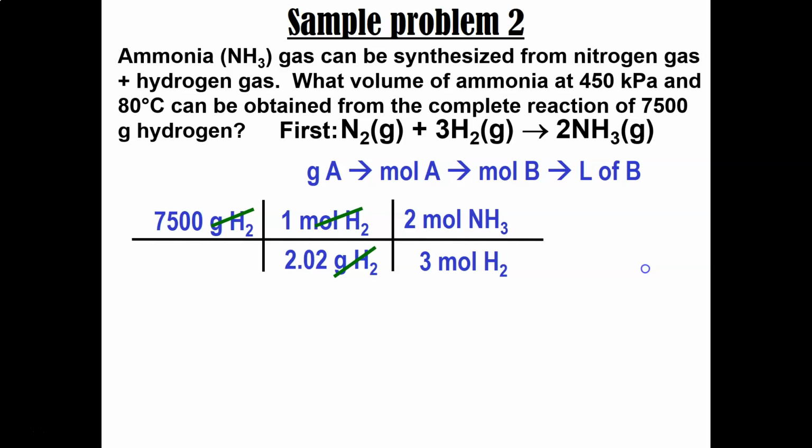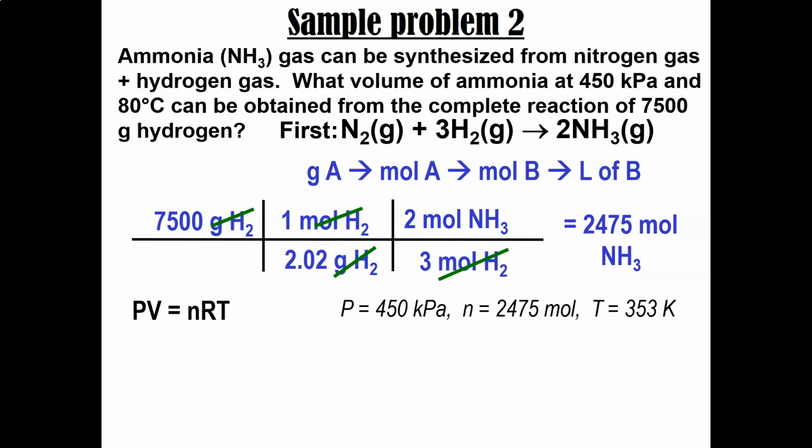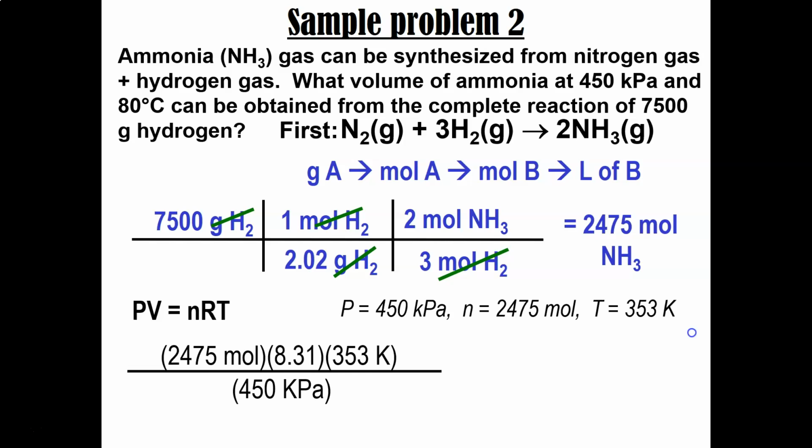I am not at STP, so I can't use molar volume. I have to stop here. I have to get moles of ammonia. Now I'm back to an ideal gas law. I have all of my values. I plug them in, I punch my calculator, and I get a whole bunch of ammonia. A lot of liters, 16,135 liters. Okay.